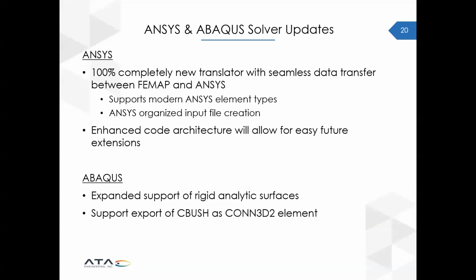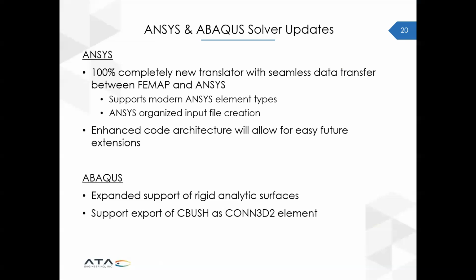This new translator for ANSYS supports modern ANSYS element types, and it supports a more organized ANSYS input file creation, and you'll have more opportunity to define keywords and things that are applicable for ANSYS. And probably the best part of all this is that with this enhanced code architecture, we have easier future additions. So as ANSYS moves forward, if they continue to add new element types and new material models, it'll be really easy for the Femap developers to add support for that as well.